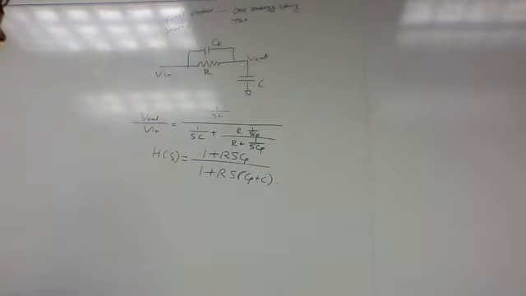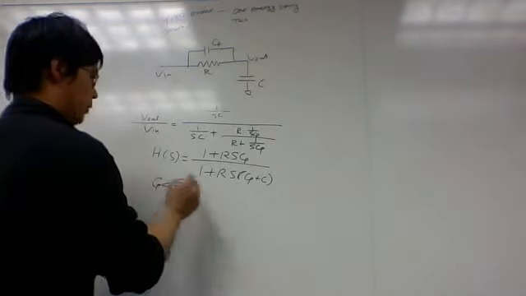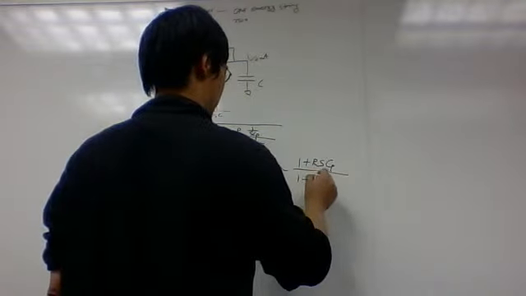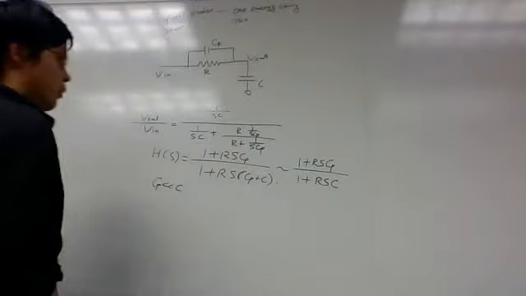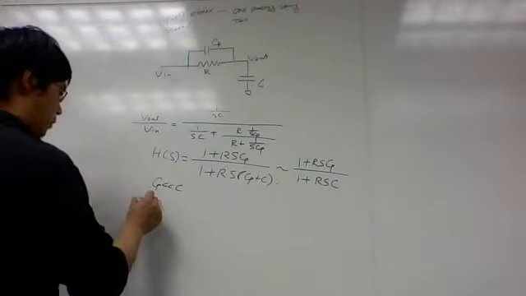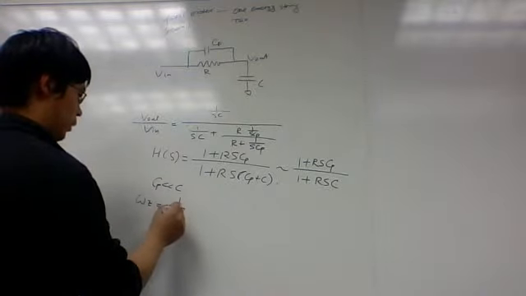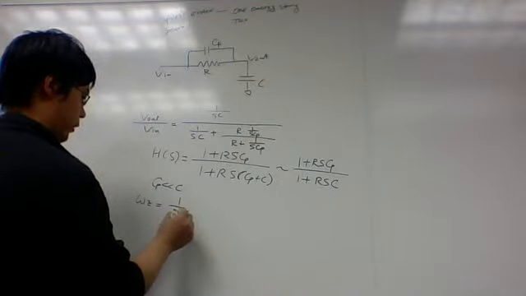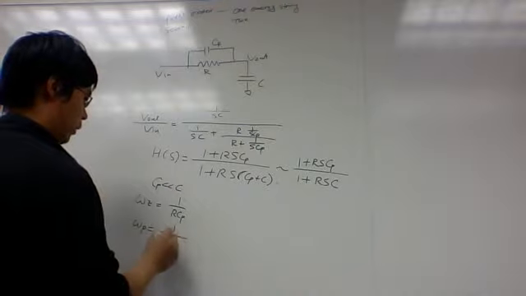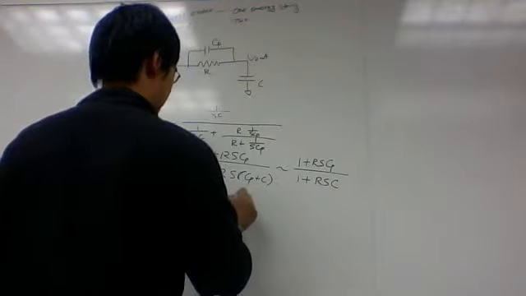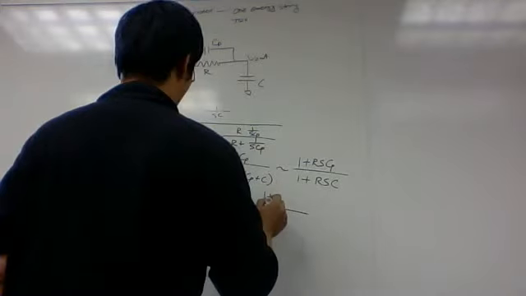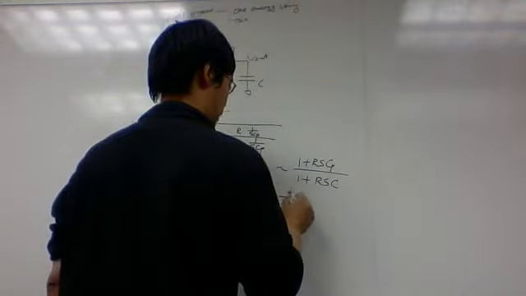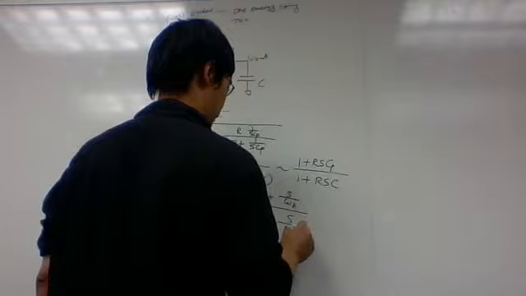Assuming Cp is way less than C, this can be approximated as 1 plus R s Cp over 1 plus R s C. So then you have omega z as 1 over R Cp, and you have omega p at 1 over R C. So H of s will equal (1 plus s divided by omega z) divided by (1 plus s divided by omega p).